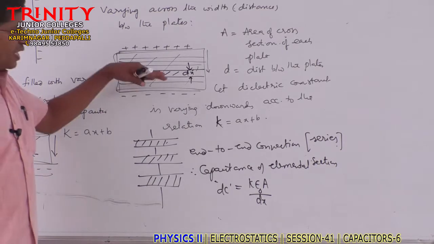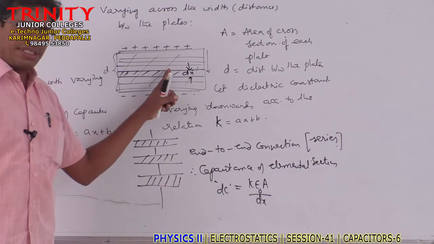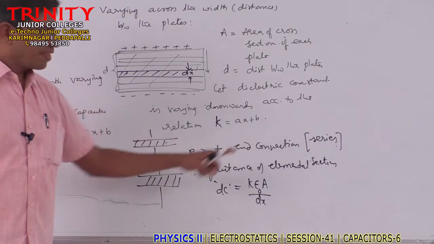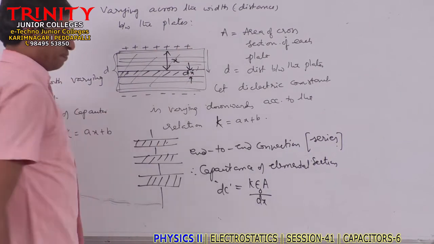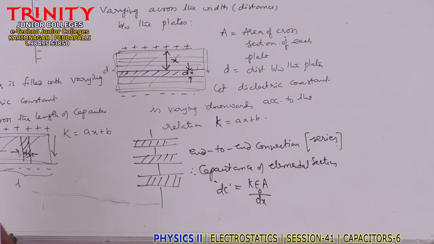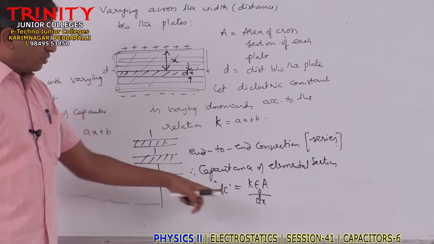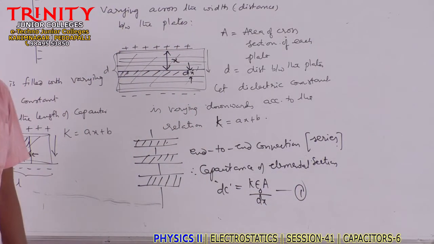Area is the same. K is the dielectric constant at that place, and that is given as Ax plus B. What is x here? This is at a distance x from the upper plate. The distance between the plates is dx. Now the distance is x from the upper plate. So this is the capacitance of the elemental section.